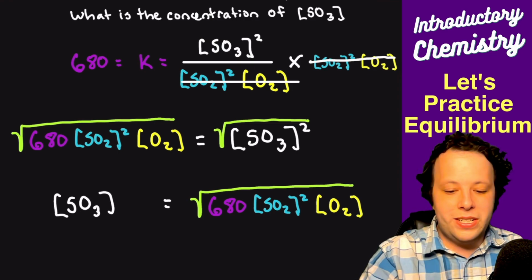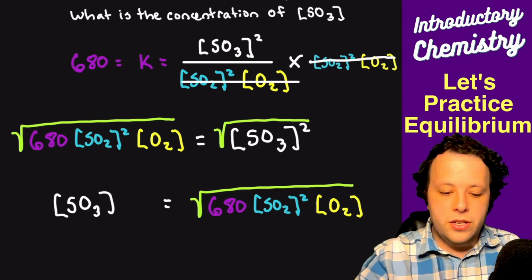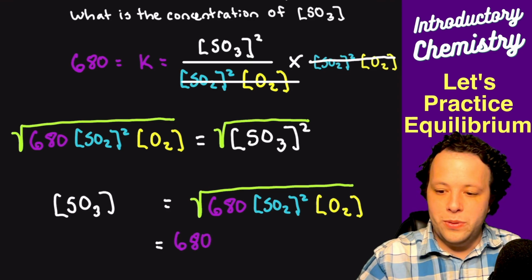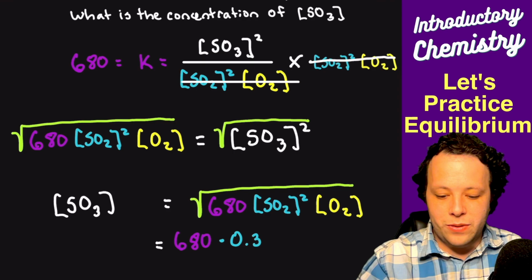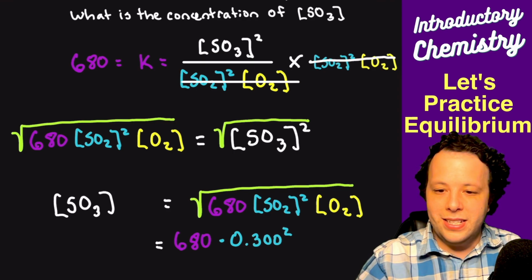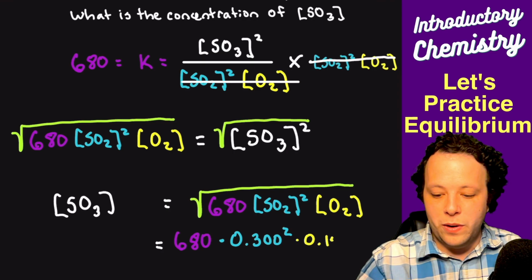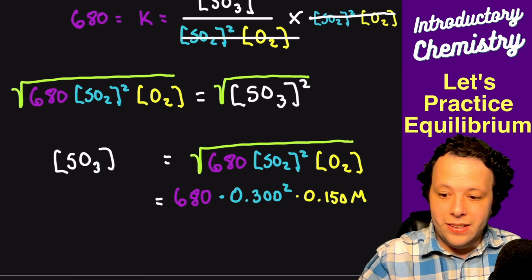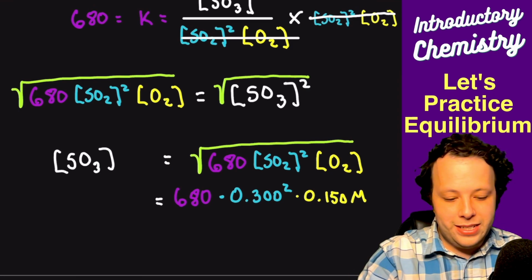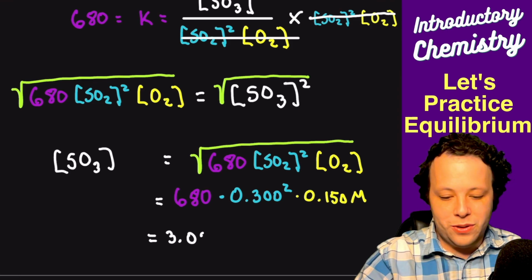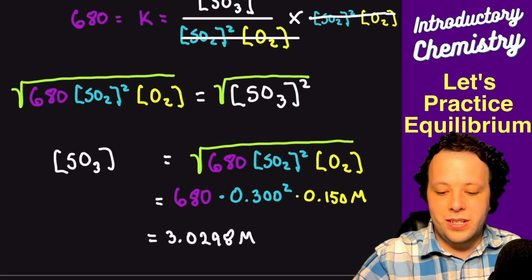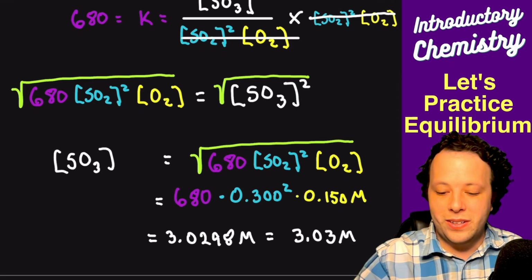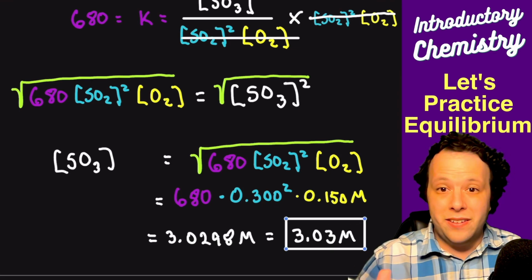So now we are going to plug all of our numbers in. What we had, right, we had 680, then our concentration of SO2 was 0.300, we'll square that, and then times oxygen, which was 0.150 molar. So when we plug all those values in, what we are going to get as a final answer is 3.0298 molar. And then we would round that to 3 sig figs, which would be 3.03 molar. Okay, so that's how you would solve for a concentration.